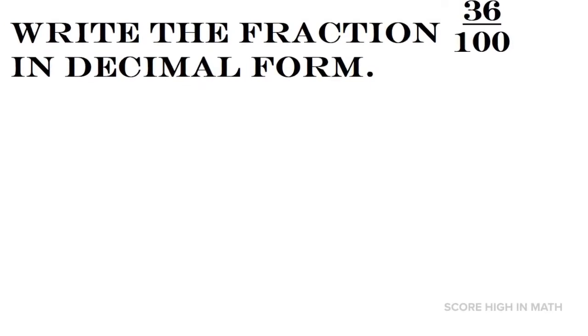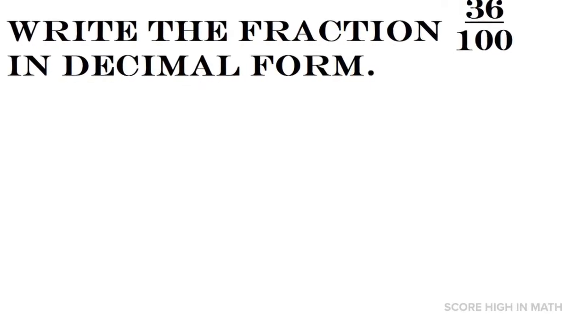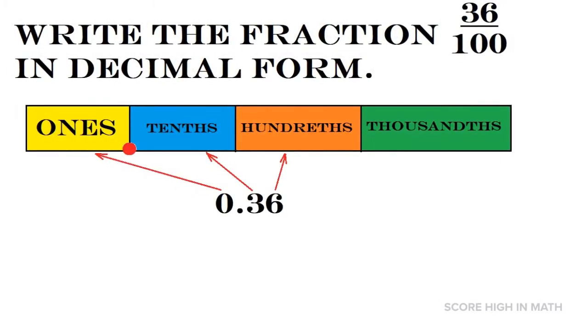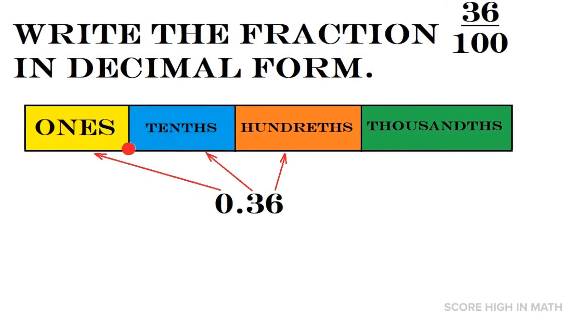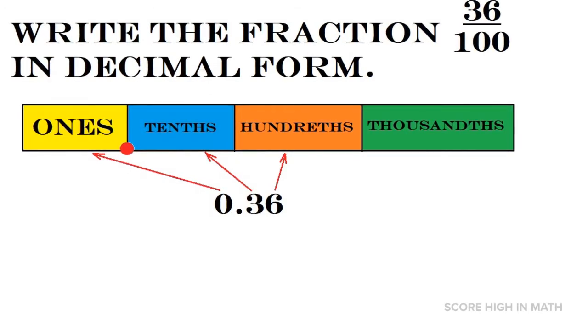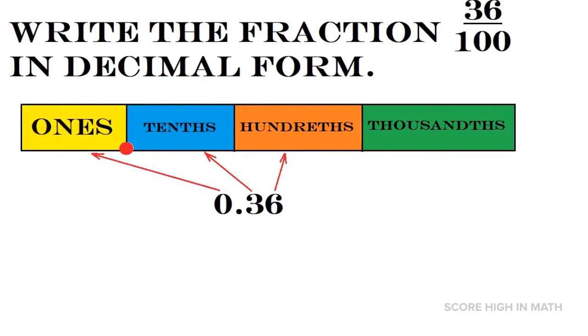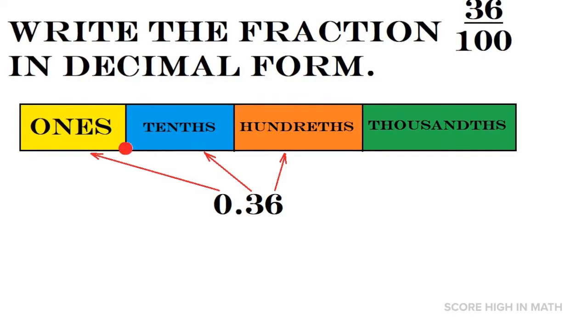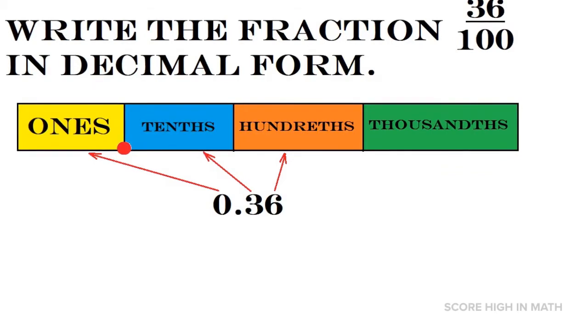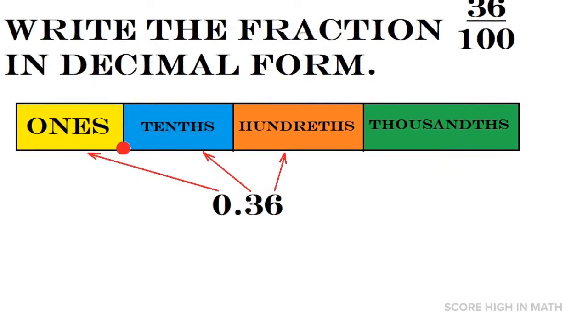How are we going to write the fraction 36/100 in decimal form? The denominator is 100. Therefore, we're going to use the place value chart and we're going to put the number up to the hundredths. So, the decimal form of fraction 36/100 is 0.36.